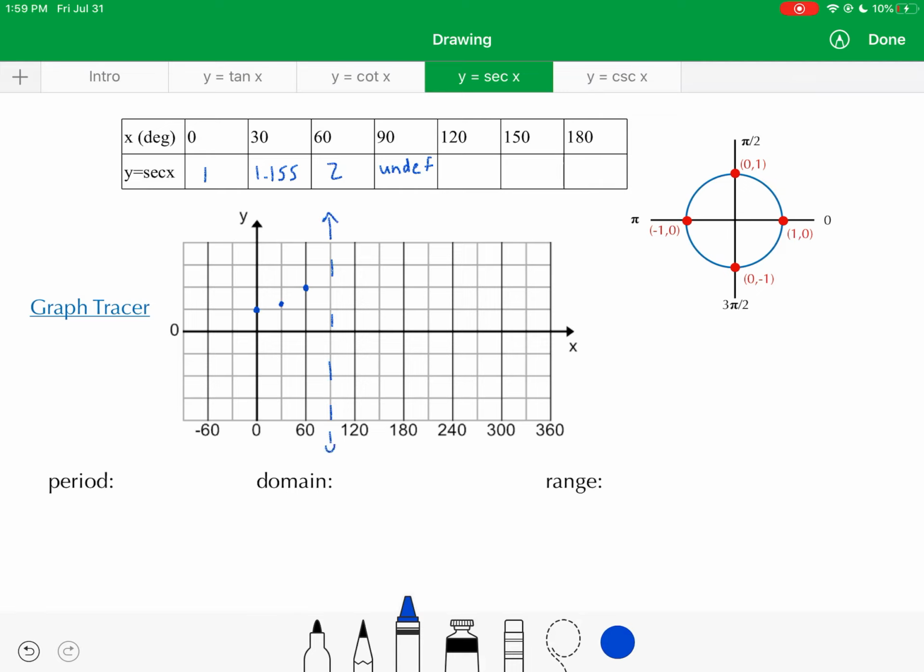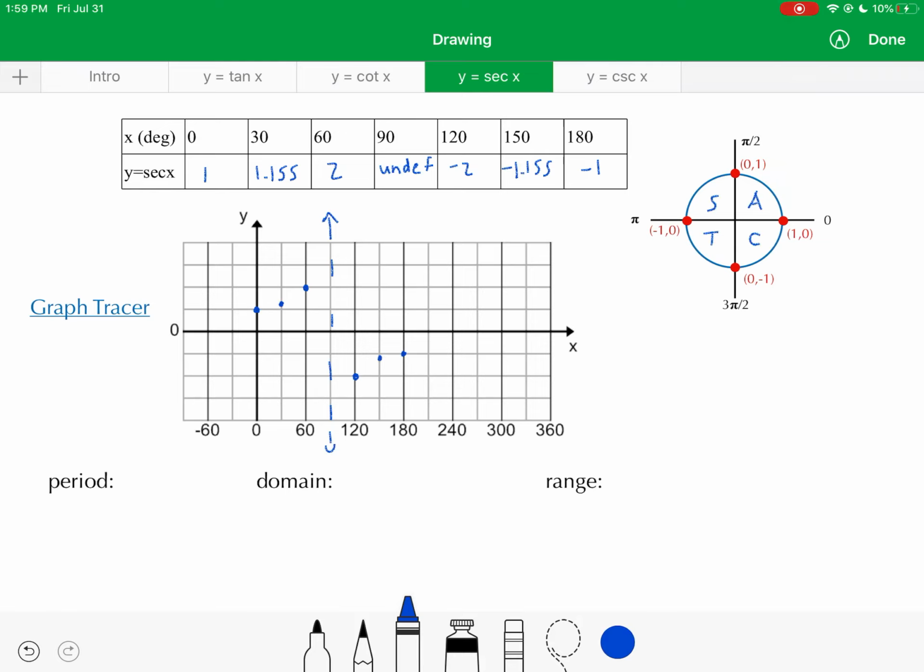Secant of 120 degrees is negative 2. Secant of 150 degrees is negative 1.155. Secant of 180 degrees is negative 1. And let's reason out some further points using all students take calculus.